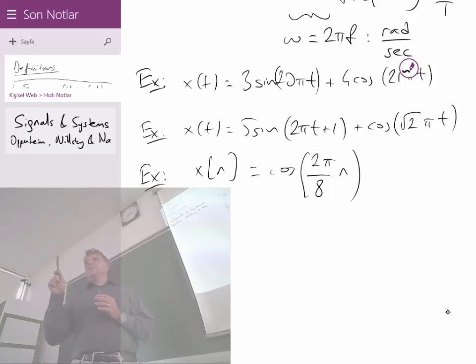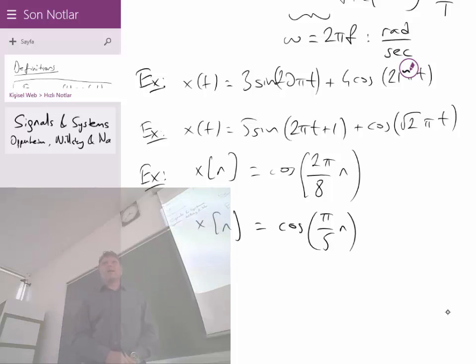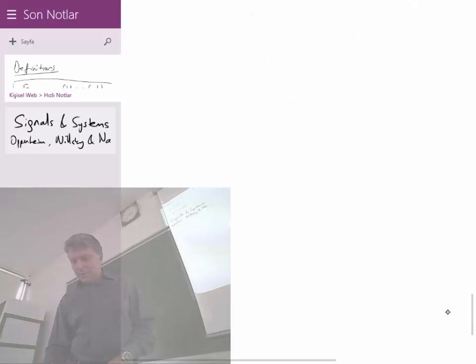2 pi times frequency times n. But that frequency is 1 over period. So what is that frequency? It is 1 over 8. Therefore, what is the period? 8. Another example, x of n is equal to cosine pi over 5 n. It's 10. Okay. Another one.